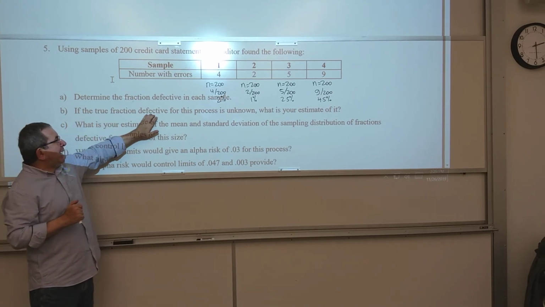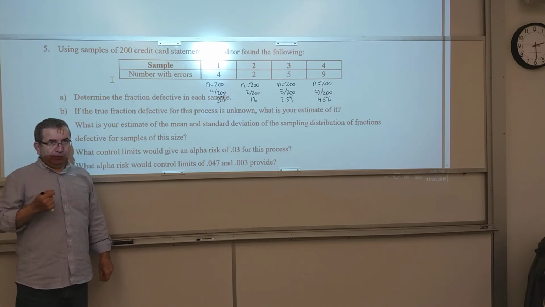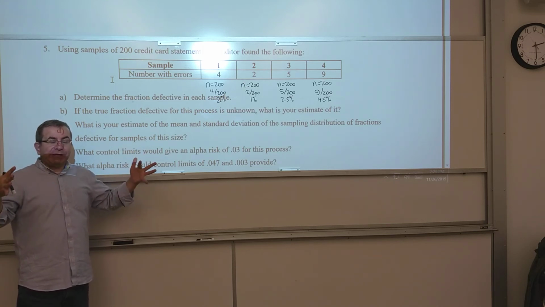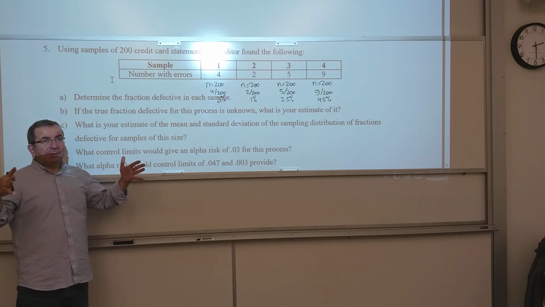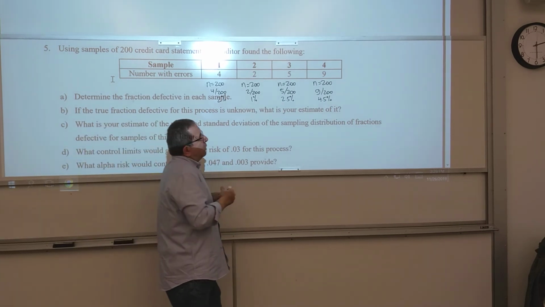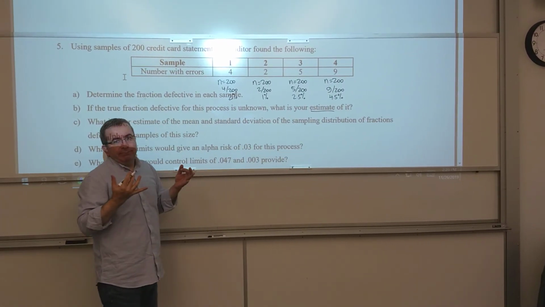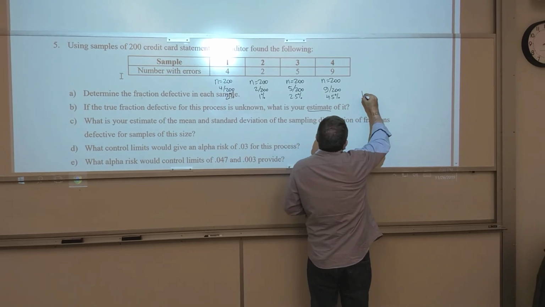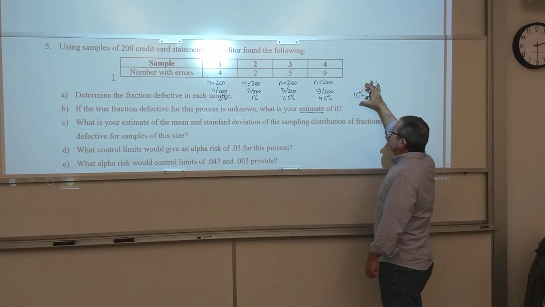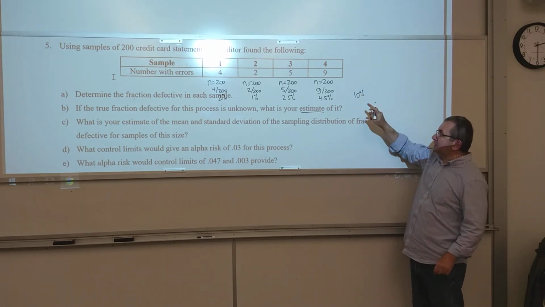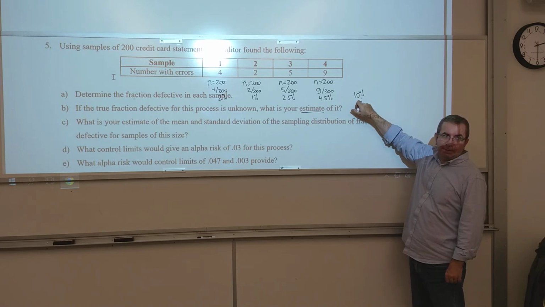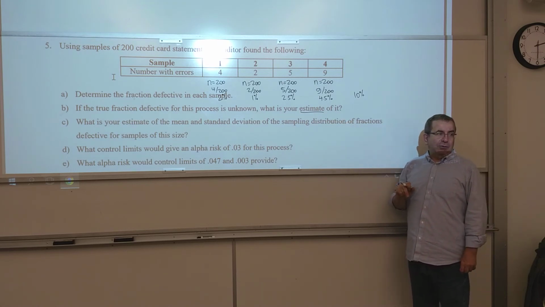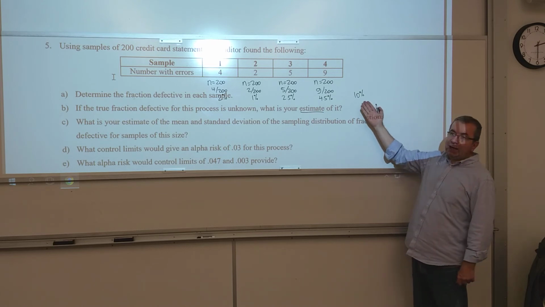So if the true fraction defective for this process is unknown, so we don't know exactly what percent of 1 million credit card statements is defective, what would your best guess be? If I said I estimate that in 1 million credit card statements, 10% of them are defective, do you think this would be a good estimate? No. Why not? Because this is way higher than these numbers.